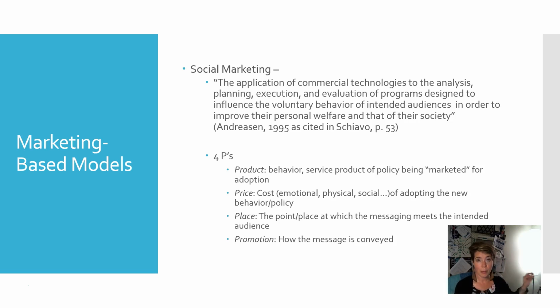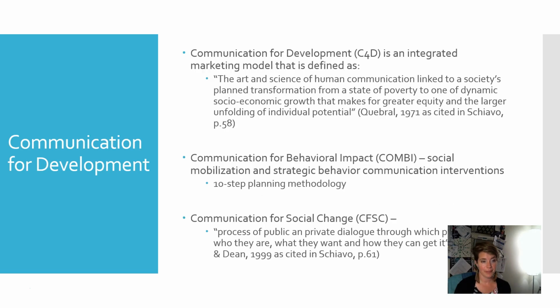So the gain is not in the pockets of the businesses, but in the pockets and hearts and minds and bodies of society. Social marketing talks about 4 Ps: product, price, place, and promotion. We'll get into those details further in the semester. Again, I just want to introduce some of these ideas to you now. So, borrowing from marketing and making it about social gain, pretty intriguing to me. Communication for development is an integrated marketing model that is defined as this.